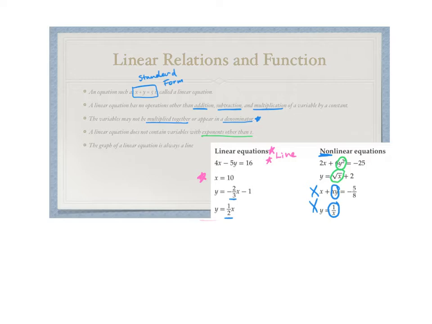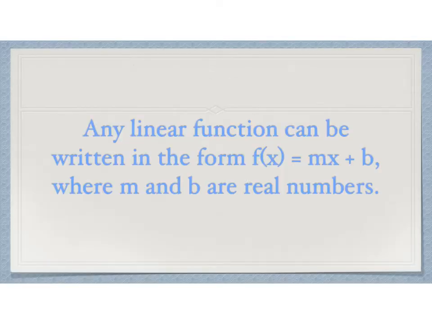a linear equation. A linear function can be written in the form f of x is equal to mx plus b, where m and b are real numbers. Remember that f of x is just a fancy way of saying y. So this is y is equal to mx plus b. And you guys have all seen this equation before. This is your slope-intercept form of a line. So we know this m is our slope, and this b is our y-intercept.